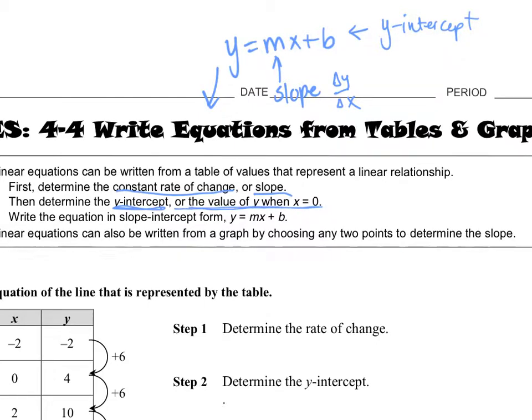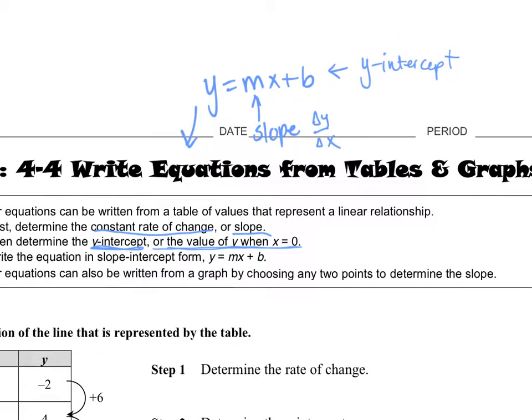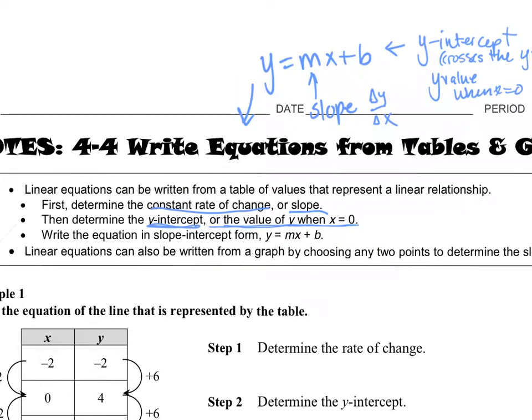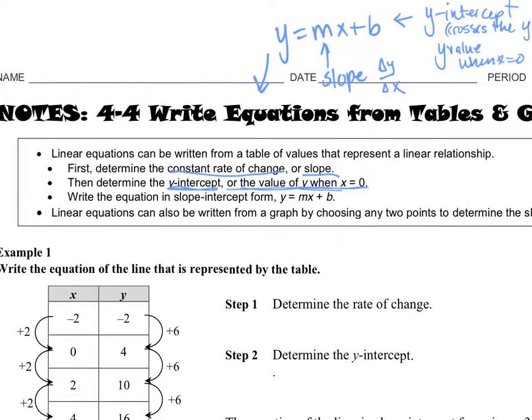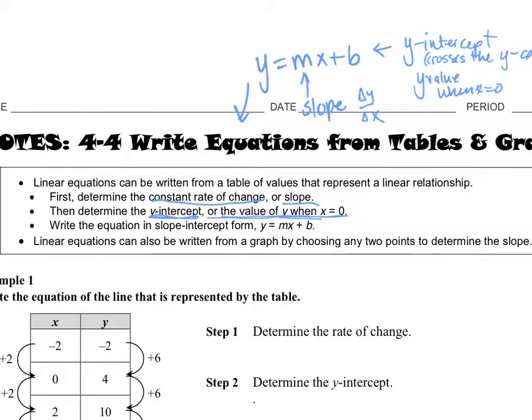So we haven't looked at tables. We've just looked at graphs. So the y-intercept on a graph is where it crosses the y-axis. Okay? But if we're looking at a table, it's going to be the value of y when x is 0. And that's already written down there. I'm just kind of rewriting it. And then you'll write the equation in slope-intercept form, the y equals mx plus b that we wrote down up here.